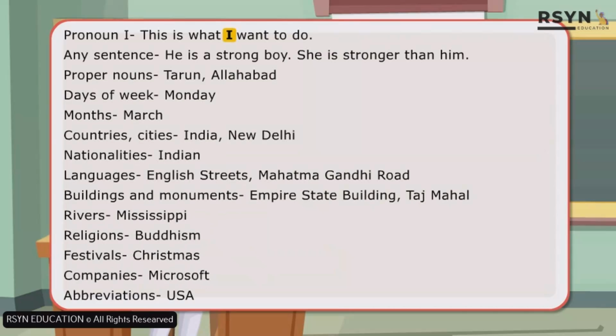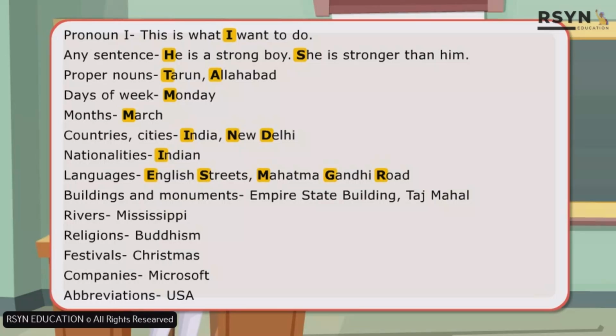Pronoun I. This is what I want to do. The first letter of any sentence. He is a strong boy. She is stronger than him. Proper nouns: Tarun, Allahabad. Days of week: Monday. Months: March. Countries, cities: India, New Delhi. Nationalities: Indian. Languages: English. Streets: Mahatma Gandhi Road.